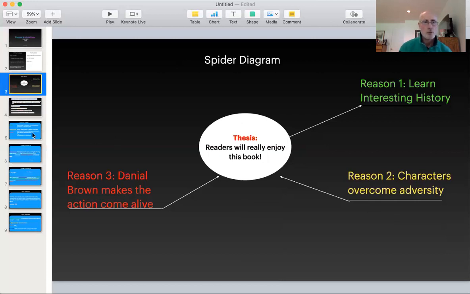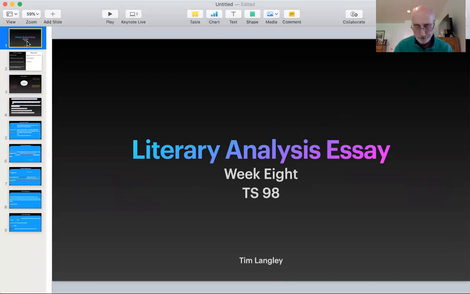Maybe I should just jump to the actual assignment. I don't know if you haven't read the assignment yet. The assignment in this essay is to write a literary analysis essay explaining three reasons why a person should read this book or would enjoy this book, okay? That's your assignment for this week, to explain reasons why people would enjoy reading this book.